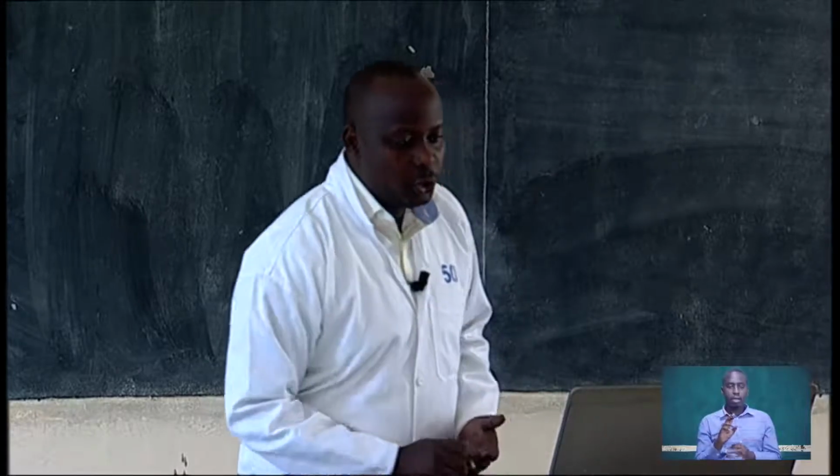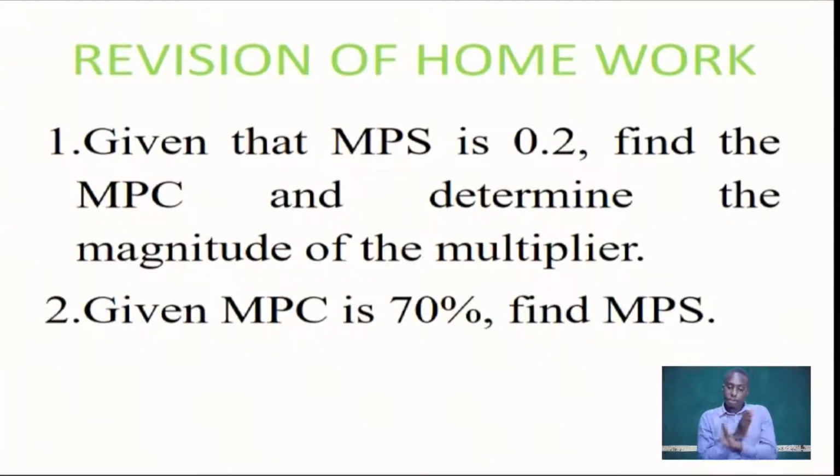But before I take you into today's lesson, I want us to first work out these questions. And there are 4 questions that I want us to first work out before I take you into today's lesson, which is revision of homework. Now, the first question is, given that the MPS is 0.2, find the MPC and determine the magnitude of the multiplier.